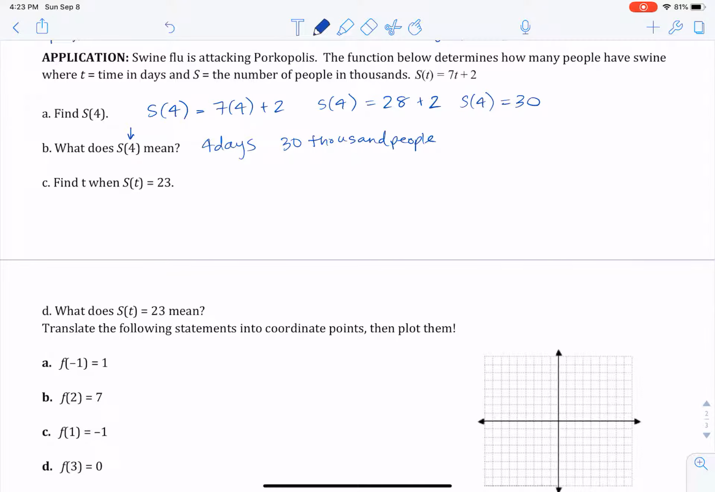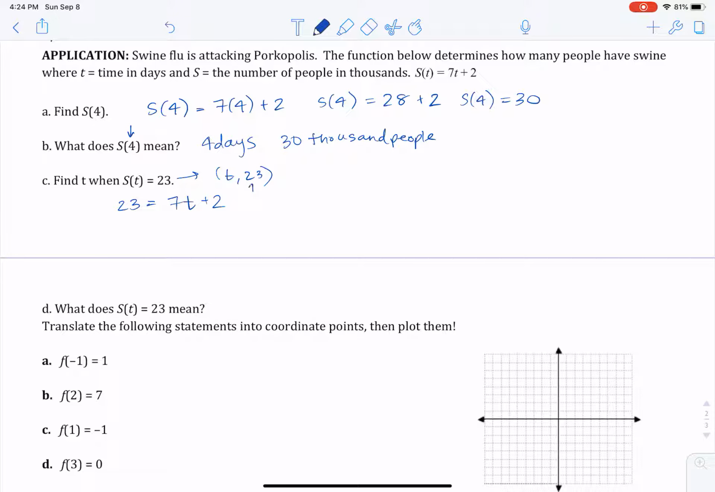Now it says find t when S of t is equal to 23. So let's set this up. 23 is equal to 7t plus 2. Again, let's think of this as time is something. 23 is the number of thousands of people. So when my y value or my output is 23, I'm solving for t here.